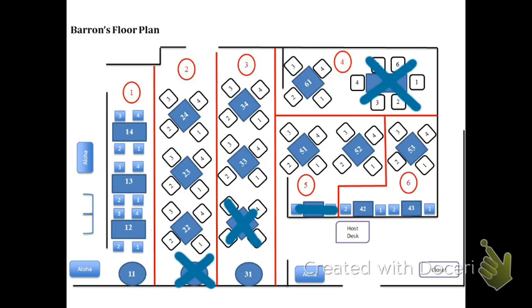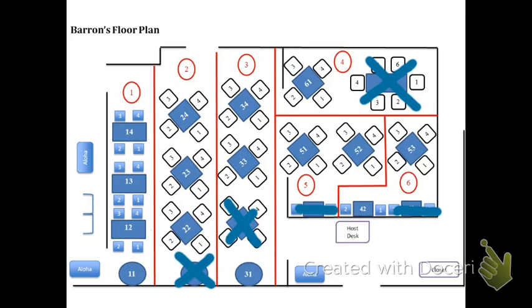Our next party is also a party of 2. So now we're going to go over and either sit them at table 11, 42, or 43. I'm going to put them at 43, mark it off the board, and then take them in, seat them, and tell them who their server is. So now there's only one server who hasn't been seated.